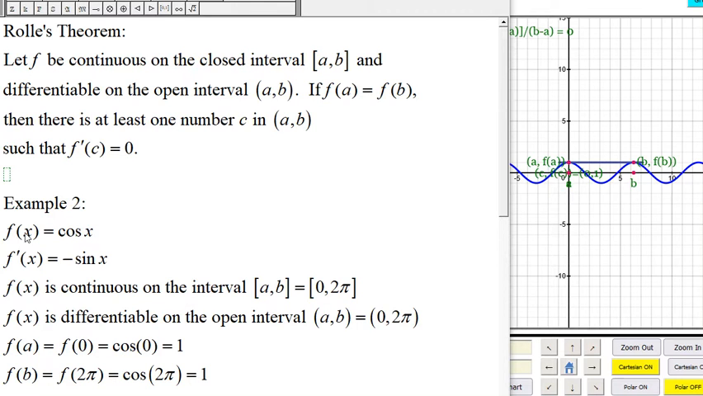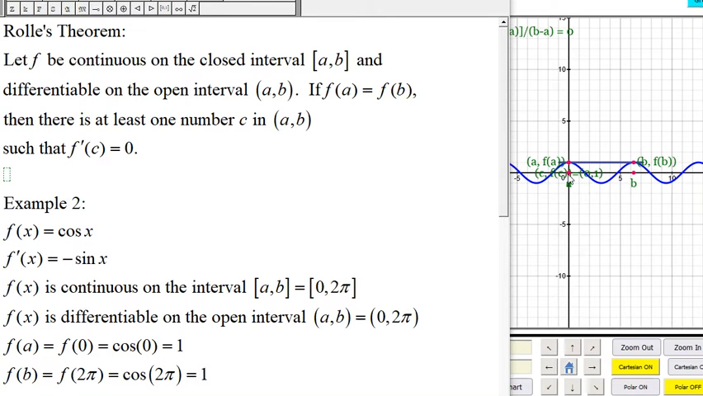So let's use the function f of x equal to cosine of x. This is what the graph looks like. This is the cosine of x. And we want to look at the interval from 0 to 2 pi. So a is 0, b is 2 pi. The derivative for cosine of x is negative sine of x.